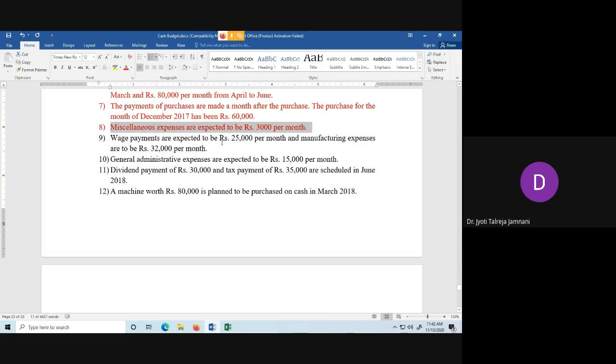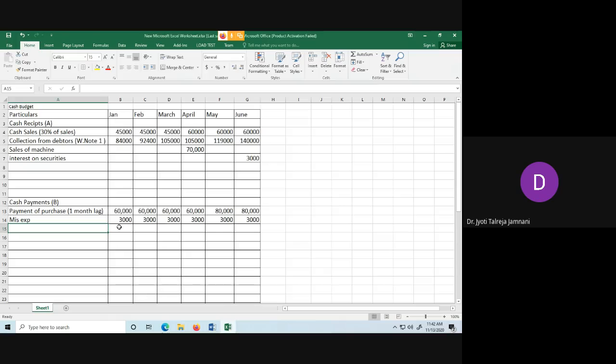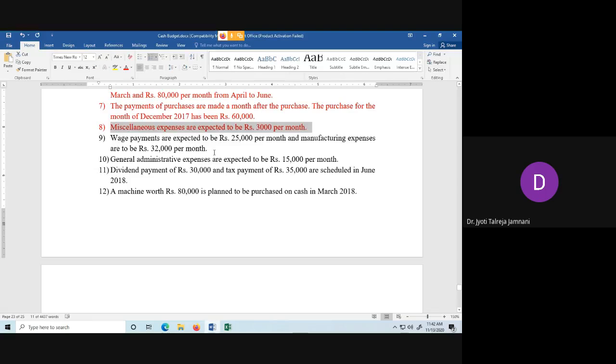Next, wages payment are expected to be 25,000 per month and manufacturing expenses are to be paid 32,000 per month. So we have to take 25,000 per month for wages and 32,000 per month for manufacturing expenses. So here wages and manufacturing expenses also we need to record. There is no time lag, so when they are incurred at the same time they are paid. So finish with the expenses of wages and manufacturing expenses.